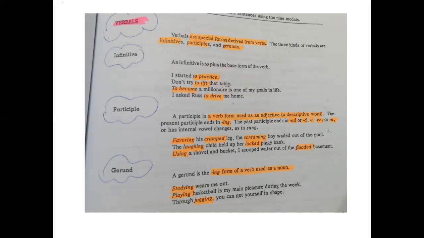Started shows me it happened in the past. But to practice, it shows no tense. That's why I call it infinitive. Don't try to lift that table. To lift is the infinitive. It shows no tense. What shows me the tense? Don't try. To become a millionaire is one of my goals in life. To become, it's infinitive. To followed by the verb become.